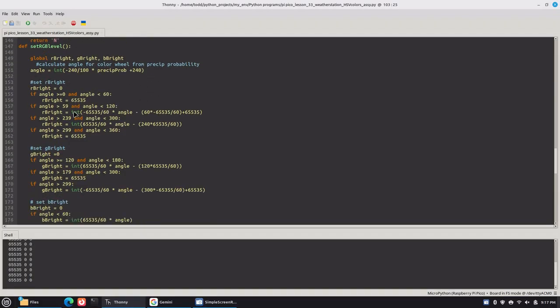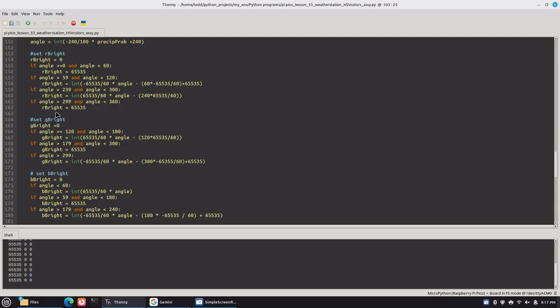And then I set three brightnesses: red, green, and blue, using the graph you showed us, basically when they're high and when they're low. I start off by setting them all low, so I don't have to do an if statement for low. And then if they're high, they're just set to 65,535. And then for the up and down transitions, there's the calculations that are very similar but different based on the angle that they start at.